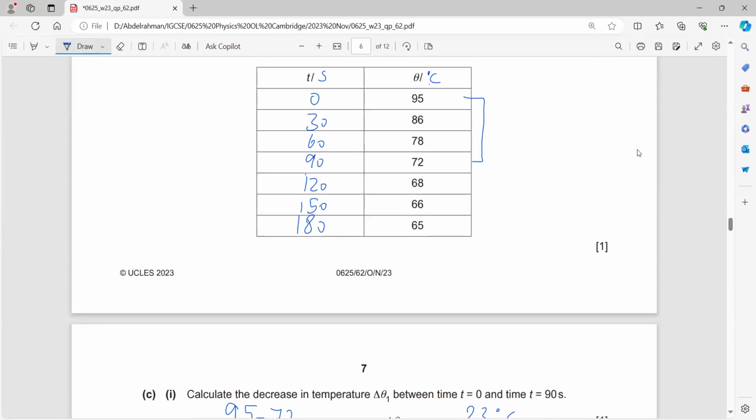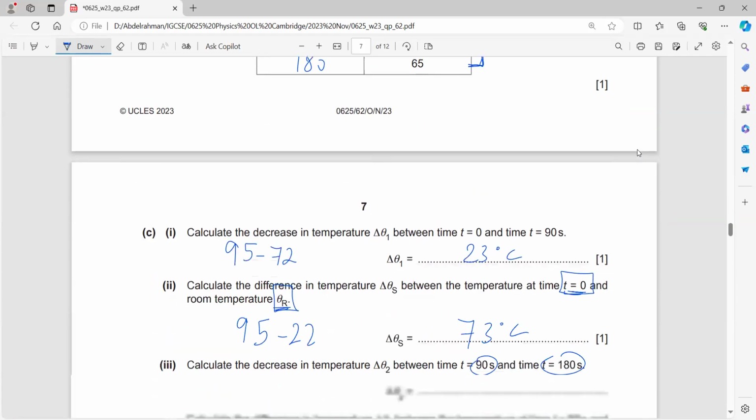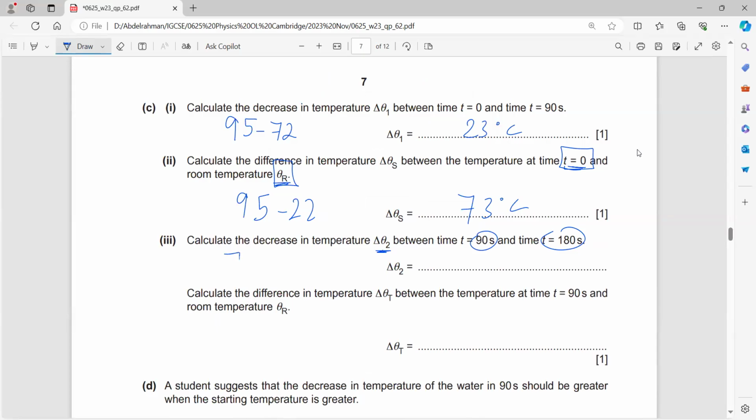Can I find the decrease in temperature delta theta 2 between 90 and 180? What will I do? I need the steps first. 72 minus 65, which is 7 degrees Celsius.